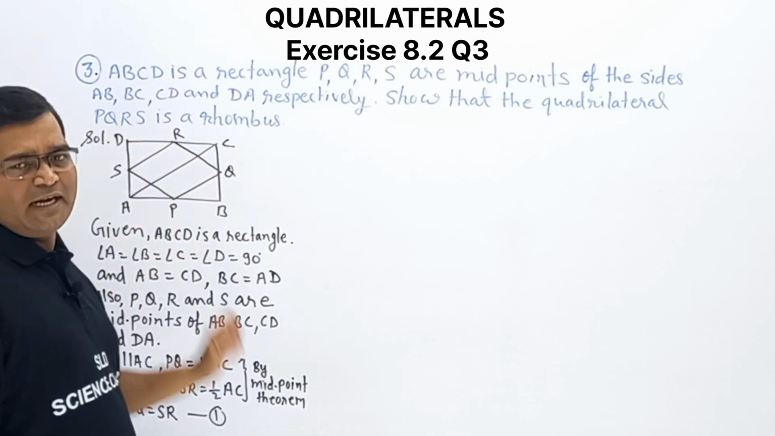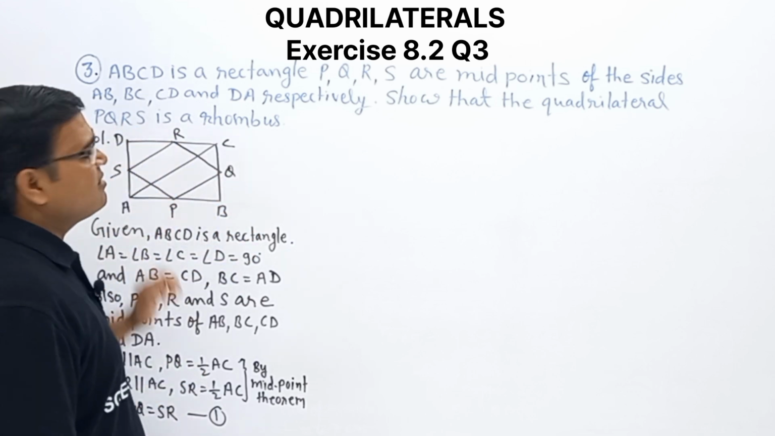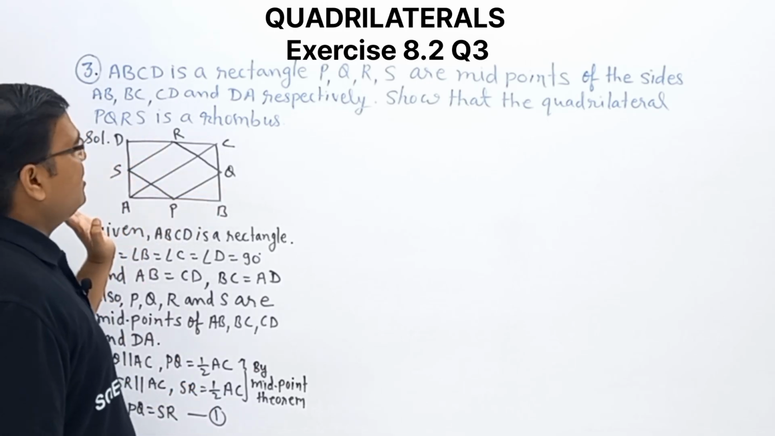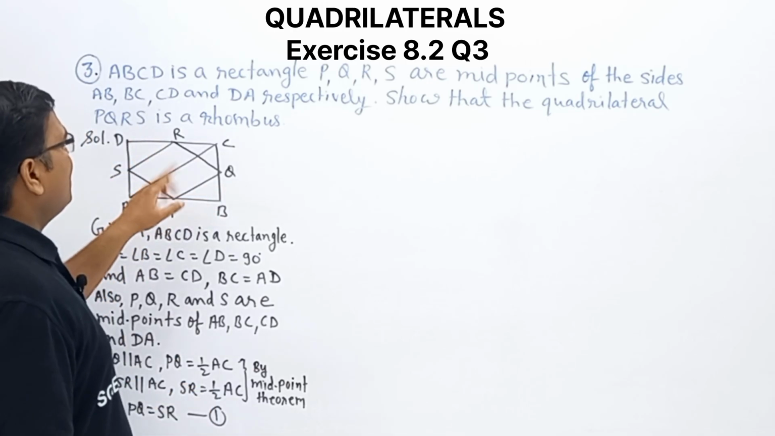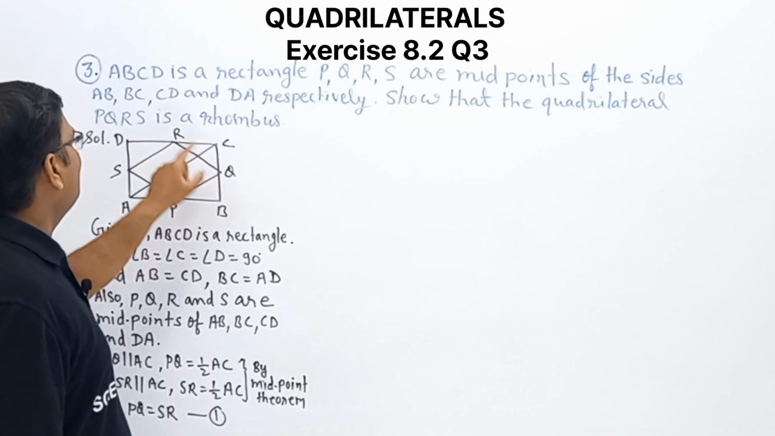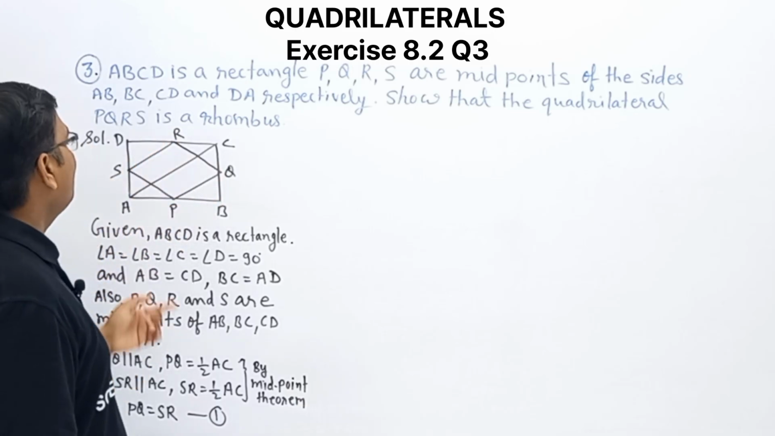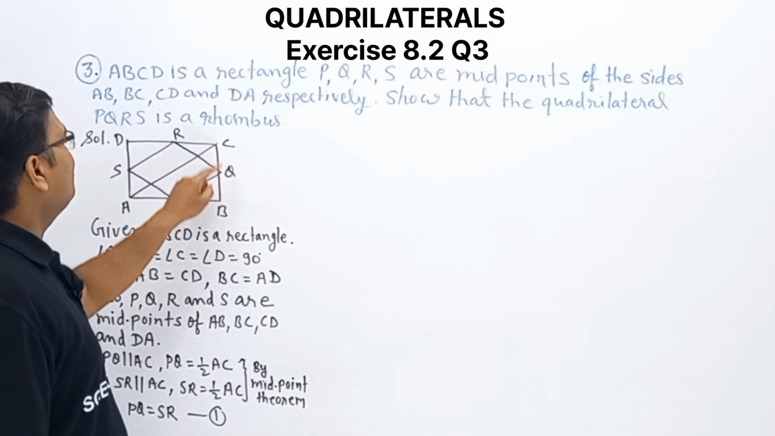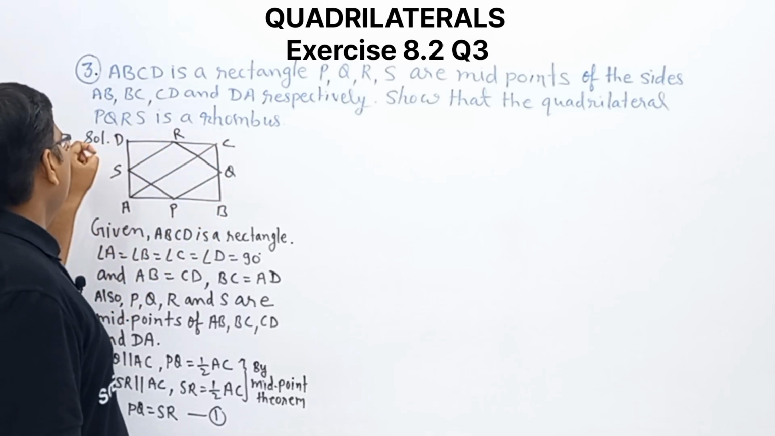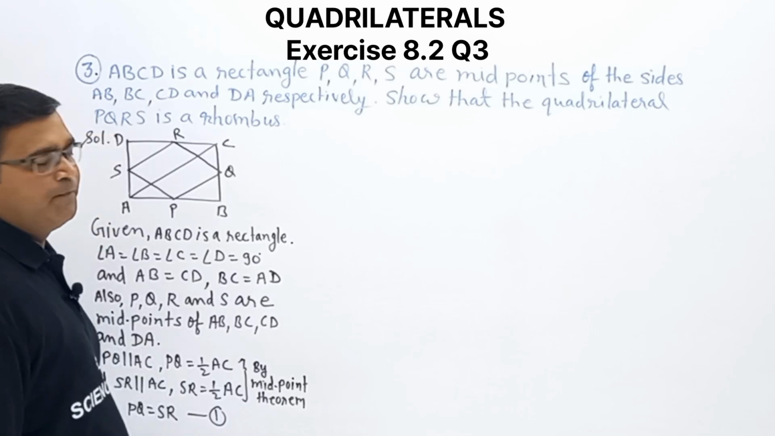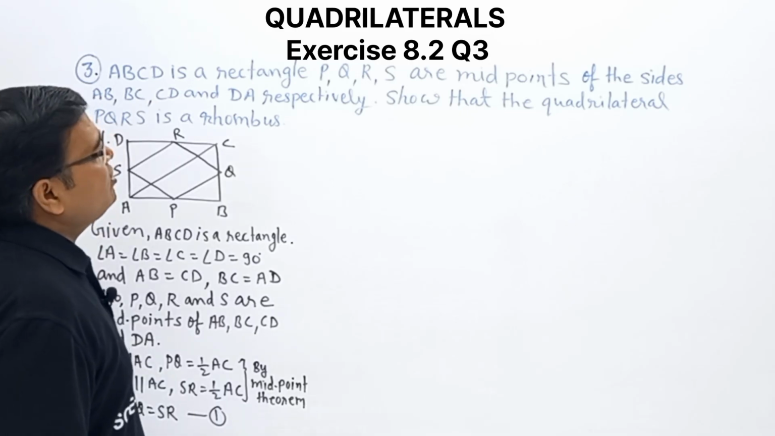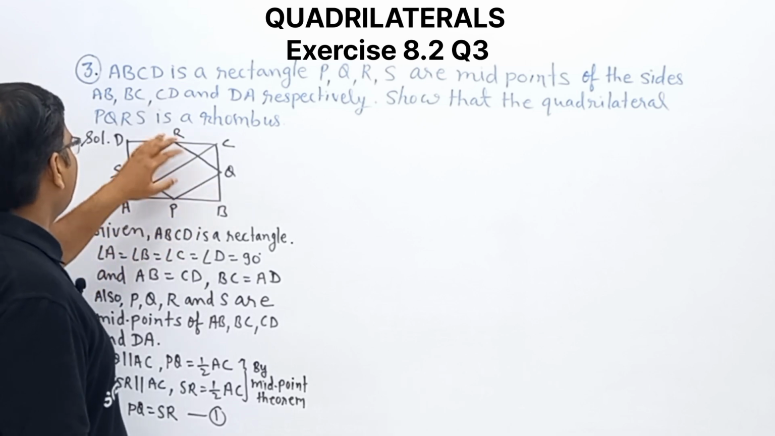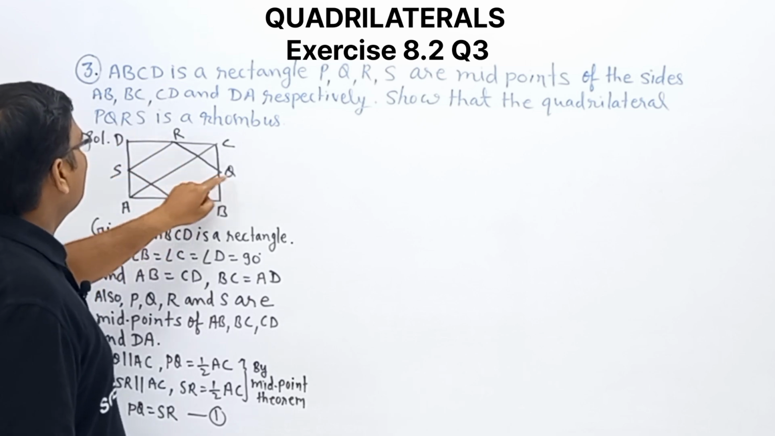ABCD is what? Rectangle. In a rectangle, opposite sides are equal. This side equal to this one, this side equal to this one. Clear? So ABCD is a rectangle in which P, Q, R, S are midpoints of the sides. P is the midpoint of AB, Q is the midpoint of BC, R is the midpoint of CD, S is the midpoint of AD. Clear? So from these midpoints, we are getting one quadrilateral PQRS.